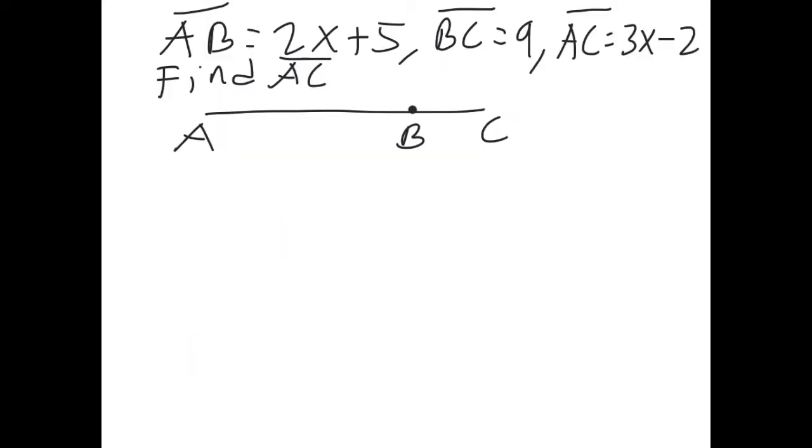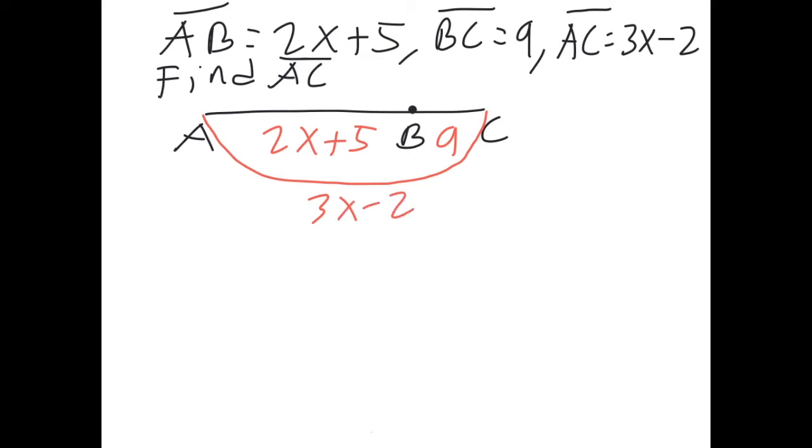Alright, now let's look at this problem. We have line segment AB is equal to 2x plus 5, line segment BC is 9, and line segment AC is 3x minus 2. And they want you to find line segment AC. So to show you on the picture, we have AB is 2x plus 5, BC is 9, and we know that the whole thing is 3x minus 2.